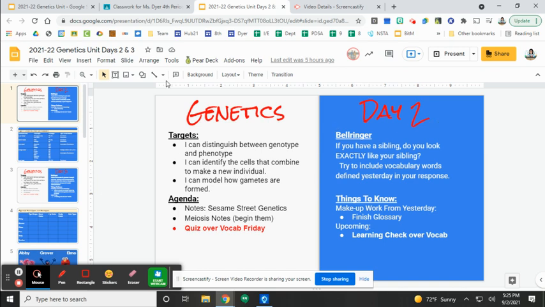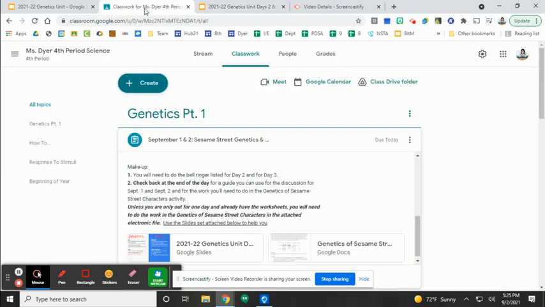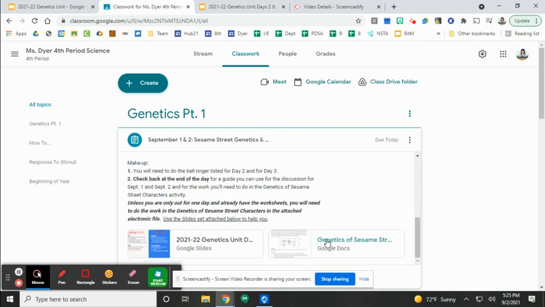I would like for you now put up your bell ringer and go back over to classroom. And I would like you to open up the genetics of Sesame Street characters. You can do this online if you're in quarantine, or you can print it out if you have a printer at home. If you are just out for a day or so, you probably have this sheet from class, and so you can use that.